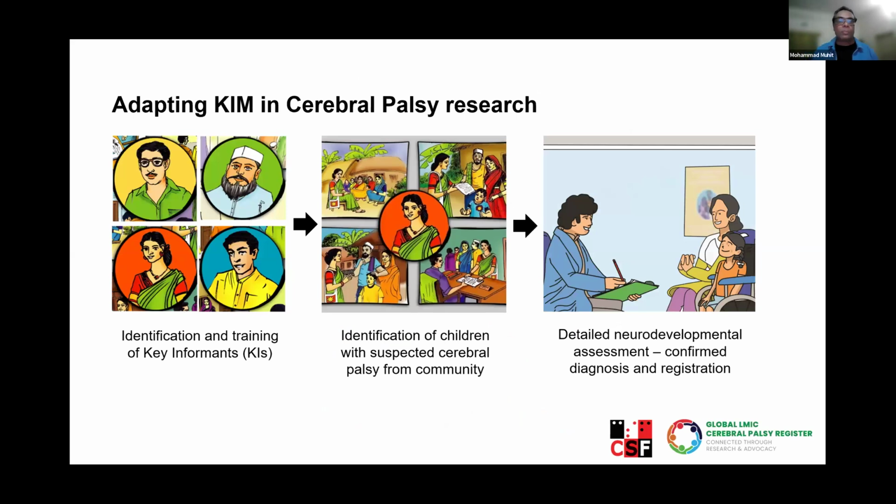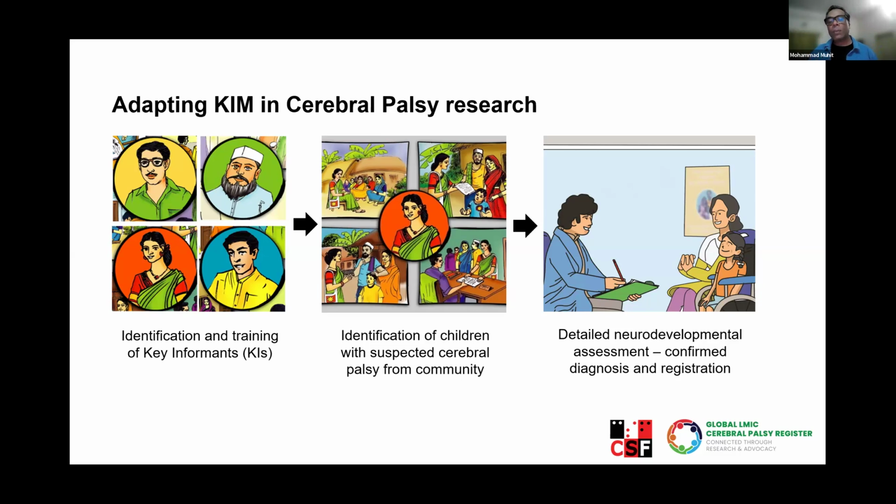So, adapting key informant in cerebral palsy research. From around 2000, 2003, we started this key informant use. By 2010, we had already used it for 4 or 5 different conditions. And one of those studies gave us the idea that the vast majority of children having physical impairment are actually children with cerebral palsy. So why not focus on those children and adapt this methodology by focusing on cerebral palsy?